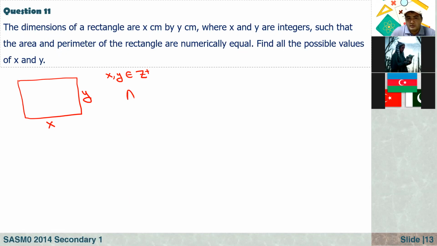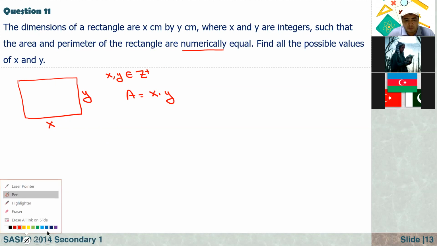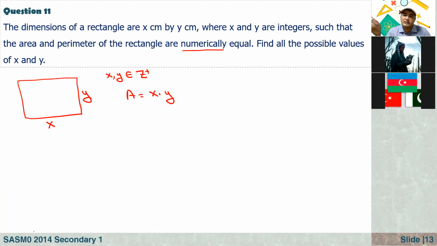And what is the perimeter or area? We know that area is equal to x times y. Numerically means that we are not talking about their dimension. For example, if length is x centimeters and width is y centimeters, what is the unit of area? It is square centimeters, right? And what is the unit of the perimeter? It is centimeters. We are just ignoring their units, all right? Only the numerical parts are the same. How about the perimeter? Perimeter is 2 times (x plus y). All right. Find all the possible values of x and y.